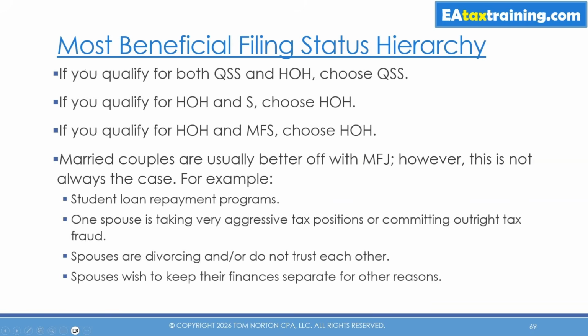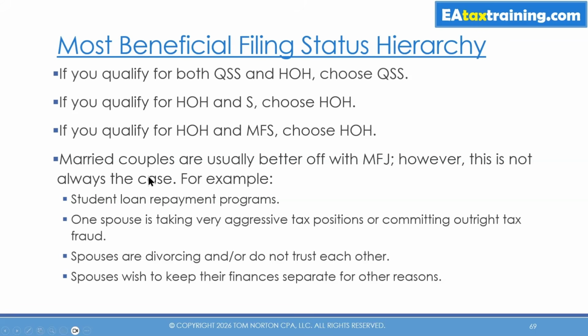So let's look at that. If you qualify for both qualifying surviving spouse and head of household, then you want to choose qualifying surviving spouse. If you qualify for both head of household and single, then you are going to want to choose head of household. If you qualify for head of household and married filing separately, remember we can have that considered unmarried situation, then you would choose head of household.